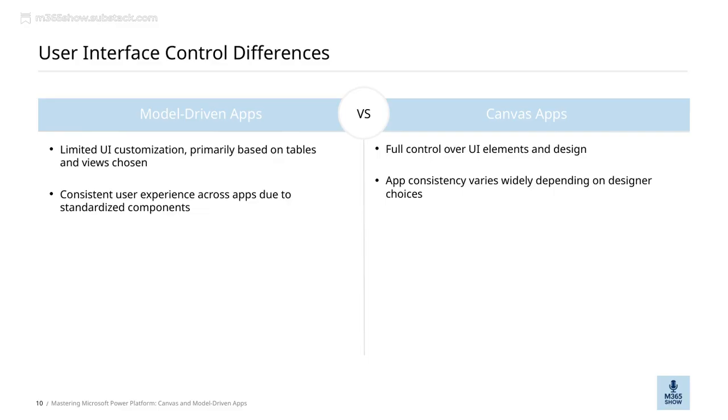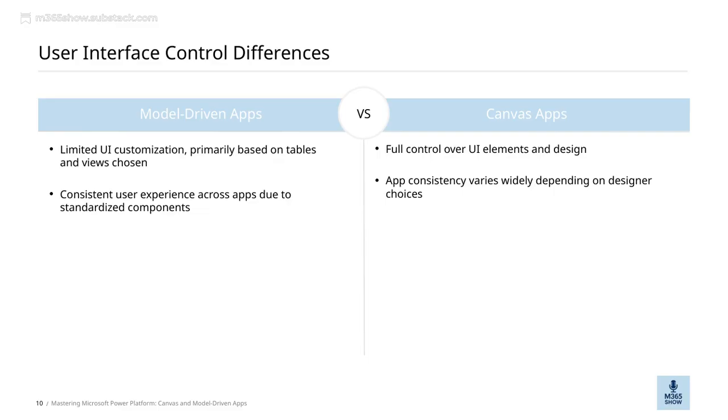On the other hand, model-driven apps offer limited UI customization options. They primarily rely on tables and views that you select, which means the structure and layout are more standardized. This might restrict some creativity, but it ensures a consistent user experience across all your apps. Because of this standardization, users will find a familiar interface when working with multiple model-driven apps, making training and adoption easier.